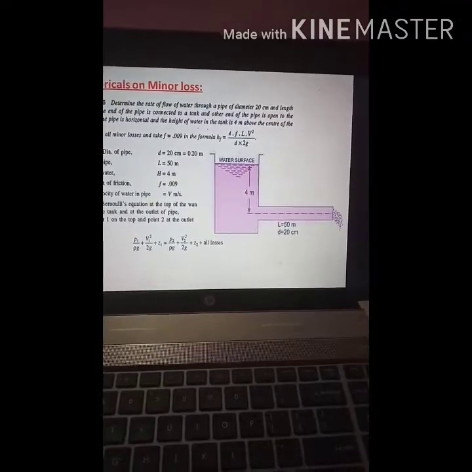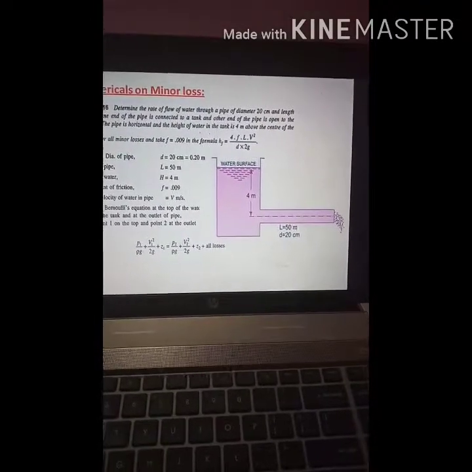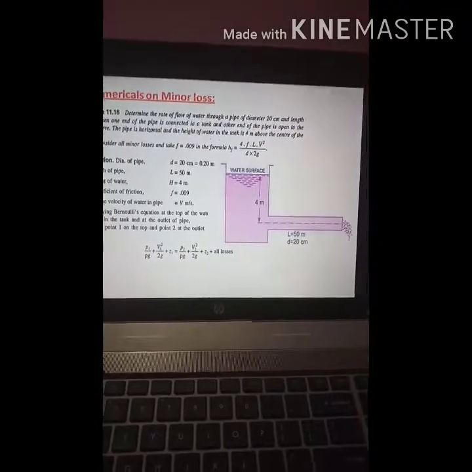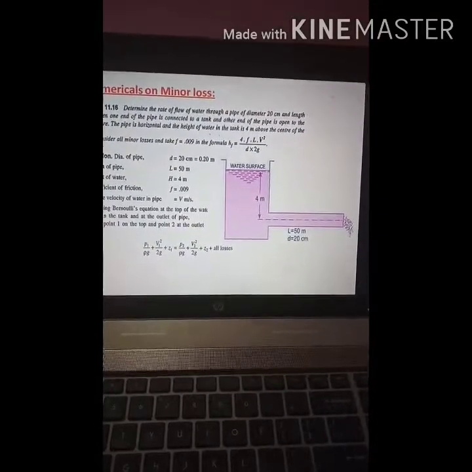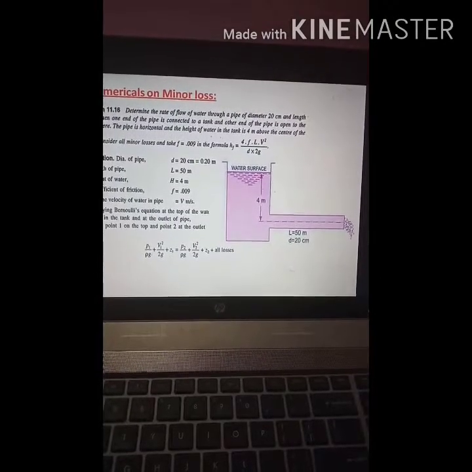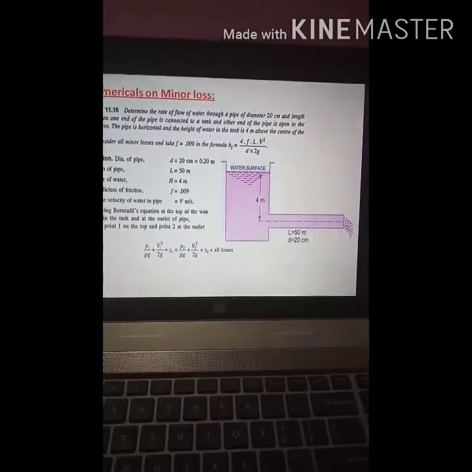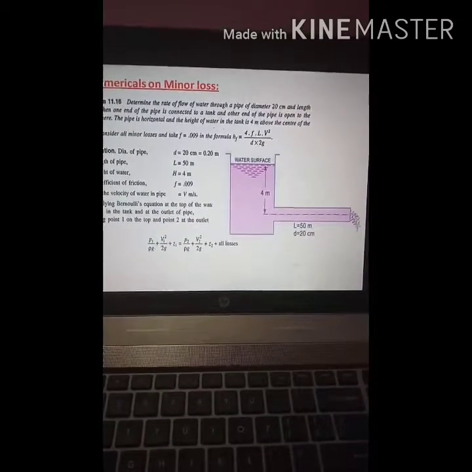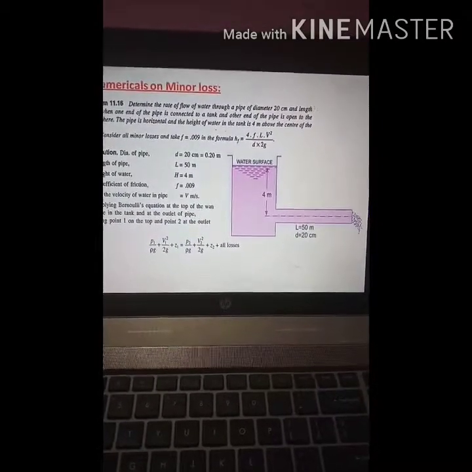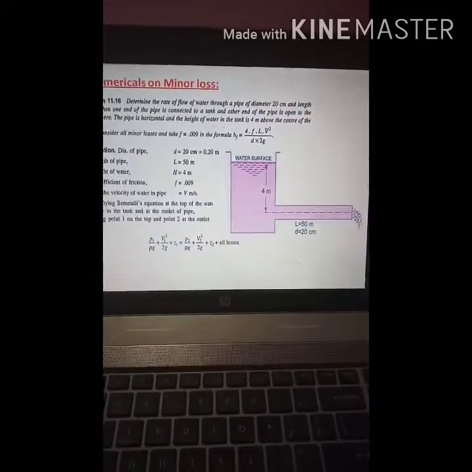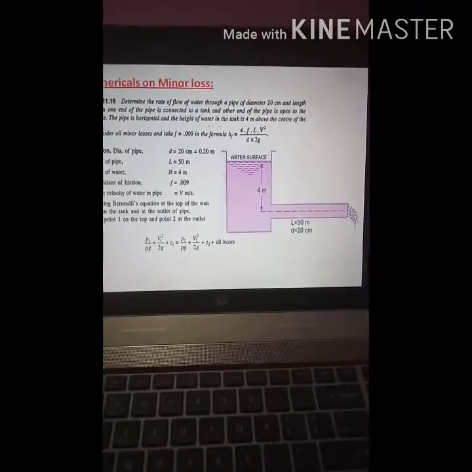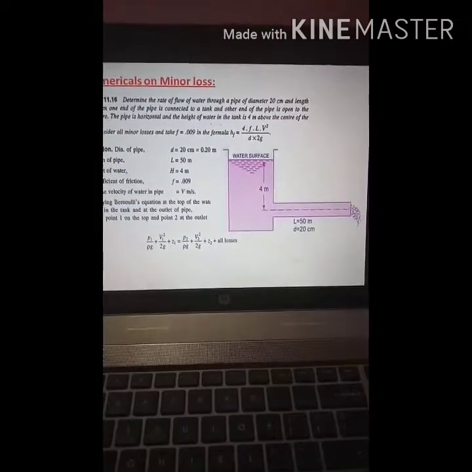What about P1 and V1? It is inside the tank. P1 is 0, V1 is 0. No velocity, stationary fluid, equal to P2 by rho g plus V2 square by 2g plus Z2 plus HL, or all the losses. P2 by rho g, again it is in the atmosphere at the end of the pipe, so it is again 0, atmospheric pressure. V2 is the velocity inside the pipe, velocity V. Z2, the datum, is the center line of the pipe, so it is 0.